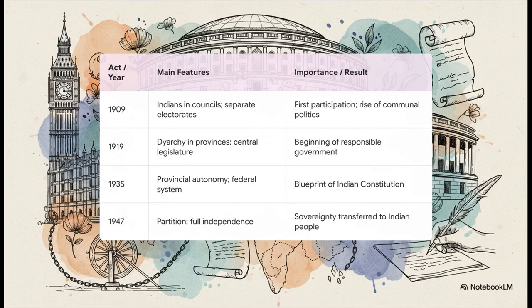It starts in 1909 with that first little bit of participation, but also the beginning of division. That leads to the failed experiment of 1919 with diarchy. Out of that failure, you get the crucial 1935 blueprint for self-governance. And finally, that all leads to 1947, partition and the final transfer of sovereignty. Each act was like a reaction to the last one, pushing the story forward to its inevitable conclusion.